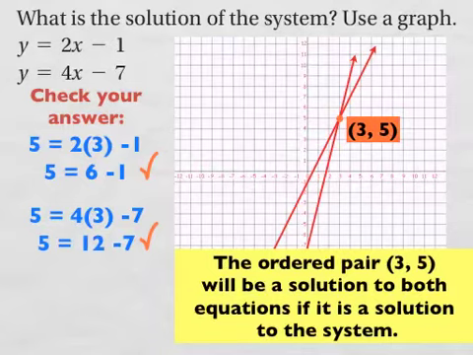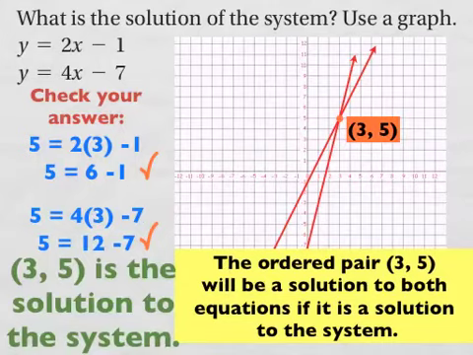Now, after all of that work, I am ready to say (3, 5) is the solution to the system. Until you have done all of that work, you cannot tell me that you have the answer.